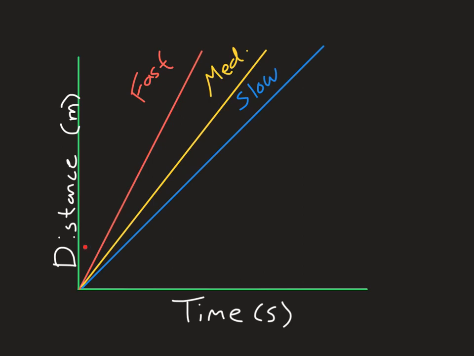As in, what is it about this line that tells me it's faster than this one and this one? And how do I know that my yellow line here, my medium one, is faster than the slow one, other than the fact that I put the labels on them? The biggest thing really is that this red line, this fast one, is steeper. That's it. So the steeper the line is, the faster the object is moving.